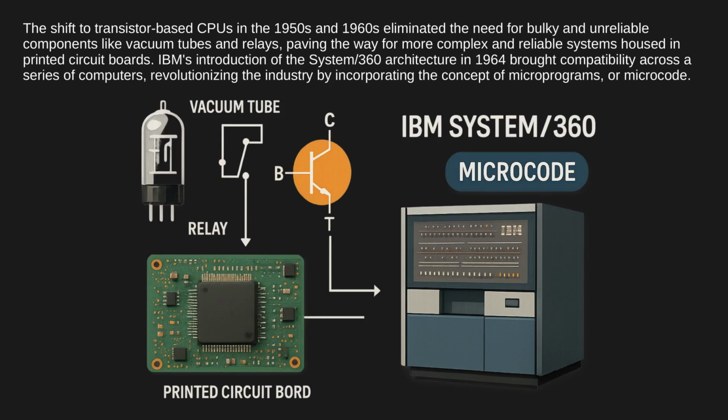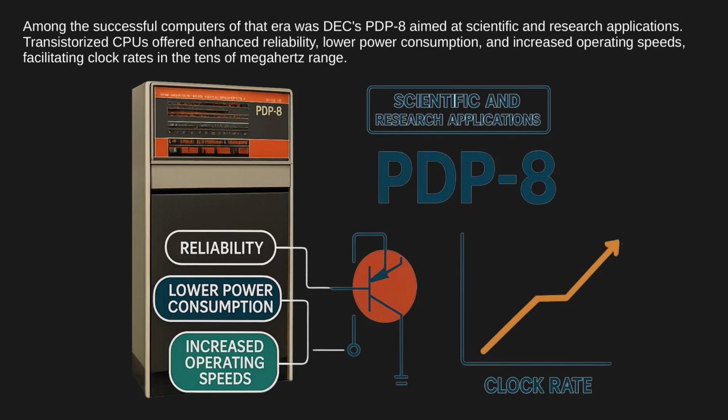IBM's introduction of the System 360 architecture in 1964 brought compatibility across a series of computers, revolutionizing the industry by incorporating the concept of microprograms or microcode. Among the successful computers of that era was DEC's PDP-8, aimed at scientific and research applications. Transistorized CPUs offered enhanced reliability, lower power consumption, and increased operating speeds, facilitating clock rates in the tens of megahertz range.